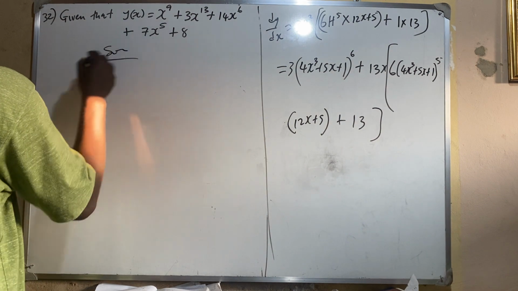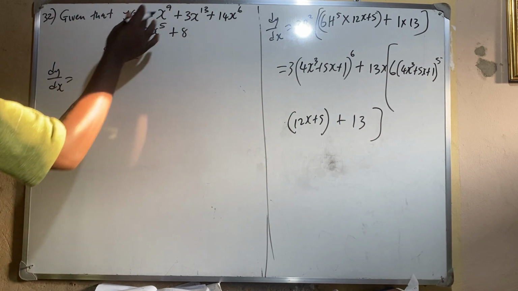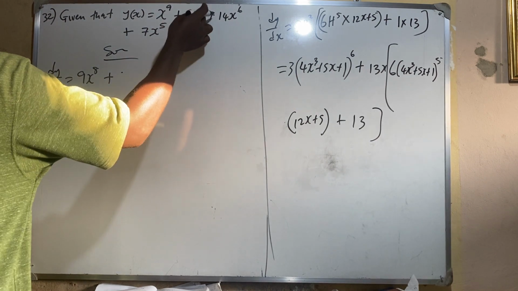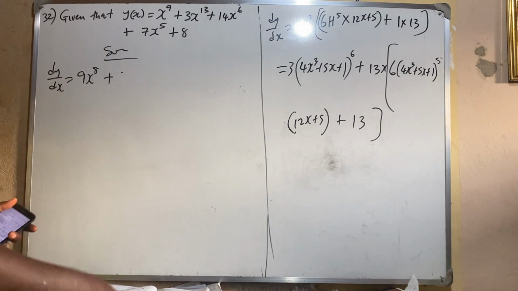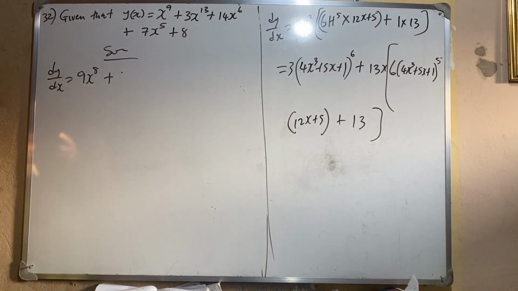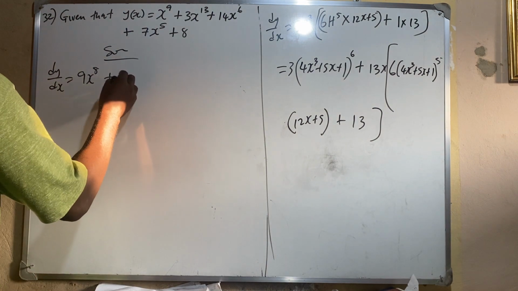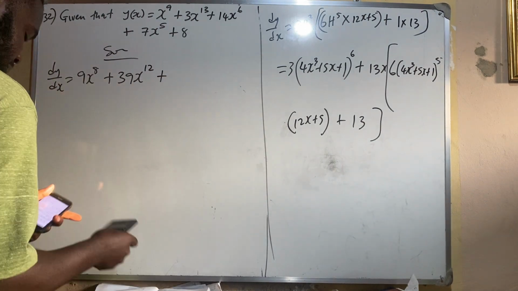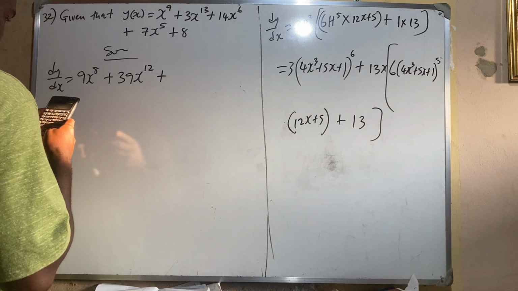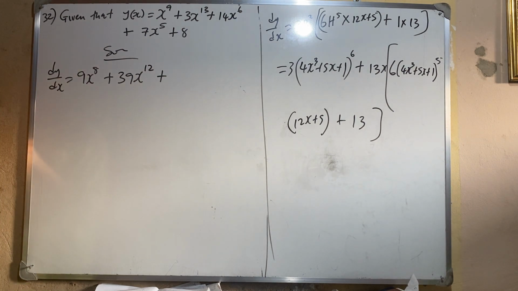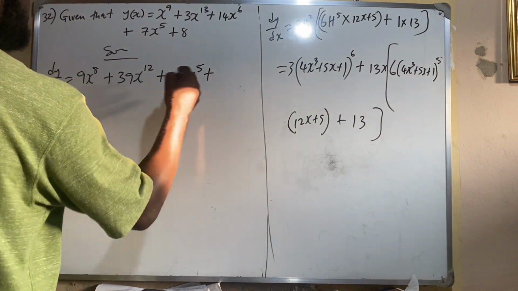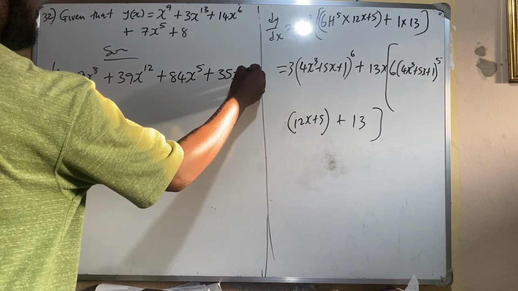So solution, I'm going to have that dy/dx is equal to 9x raised to power 8 plus, multiplied by the power, remove 1 from the power, I have 13 times 3, I have 39x raised to power 12 plus 14 times 6, 84, so 84x raised to power 5 plus 35x raised to power 4 plus 0.